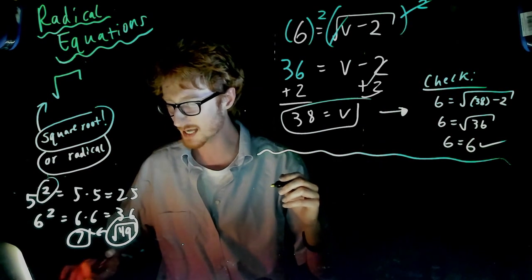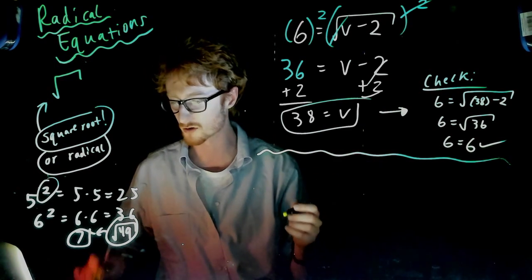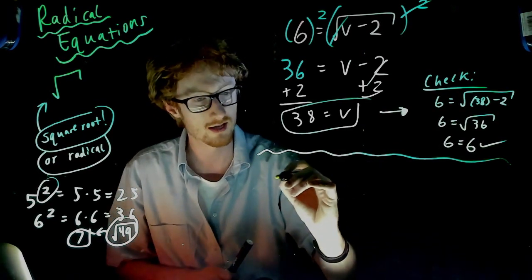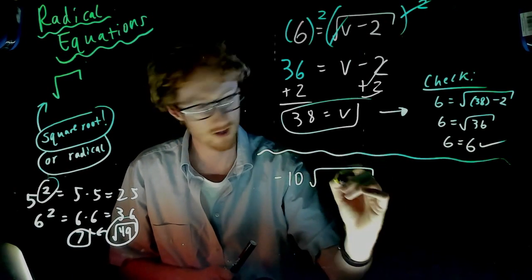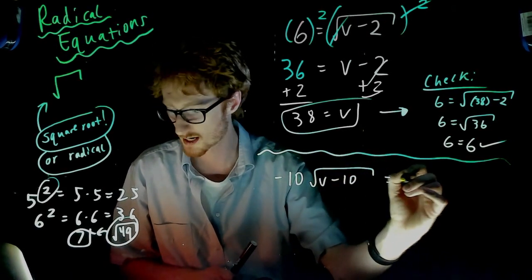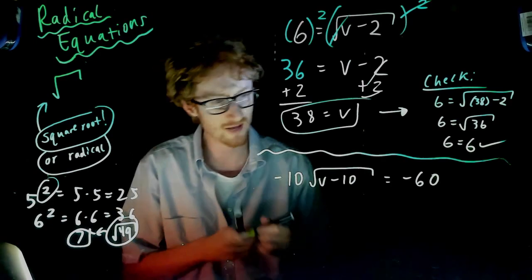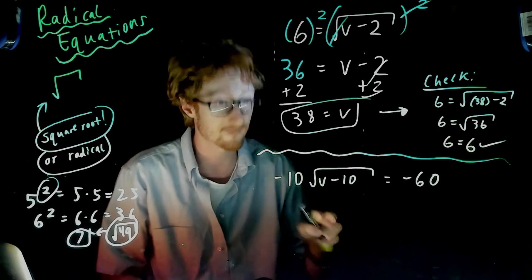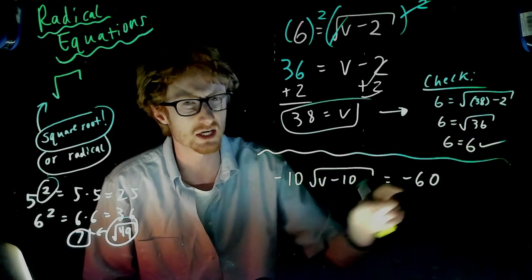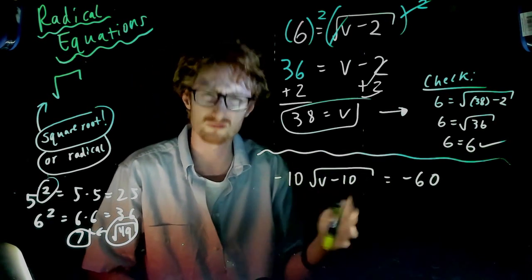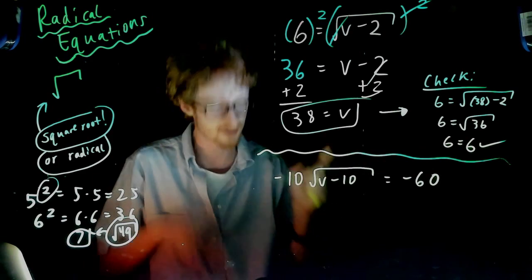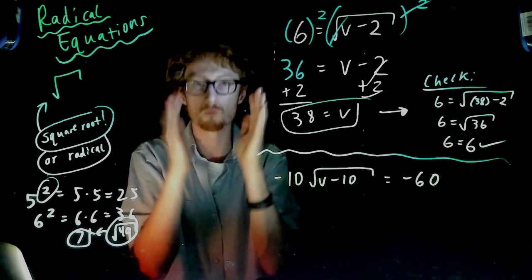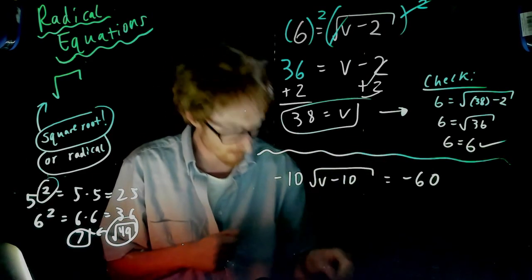Let's do something slightly more complex, where we have a little bit of work to do outside beforehand, okay? Negative 10 square root of v minus 10 equals negative 60. Now this one has something outside the square root, so we're not going to square just yet. Some people do square right off the bat, but then you have to raise this to the second power as well, and sometimes it gets a little tricky, especially if things are being added on the outside. So I always say, just like how you get one part by itself first, we're going to get the square root part by itself first.